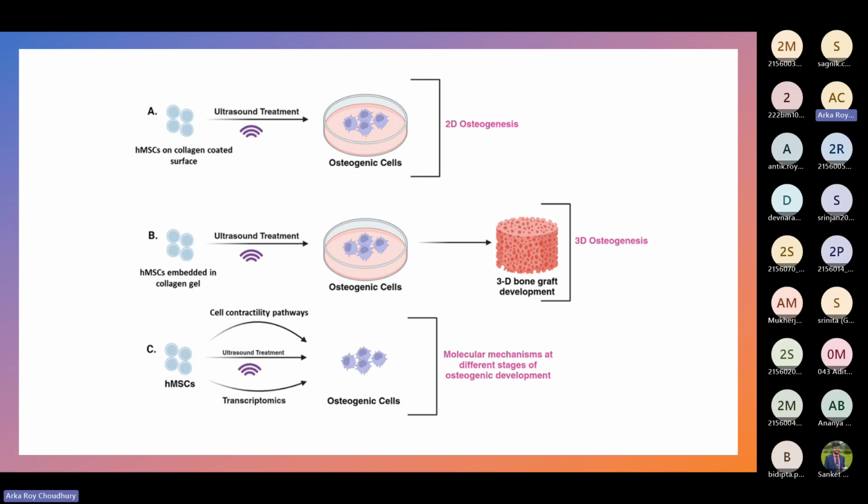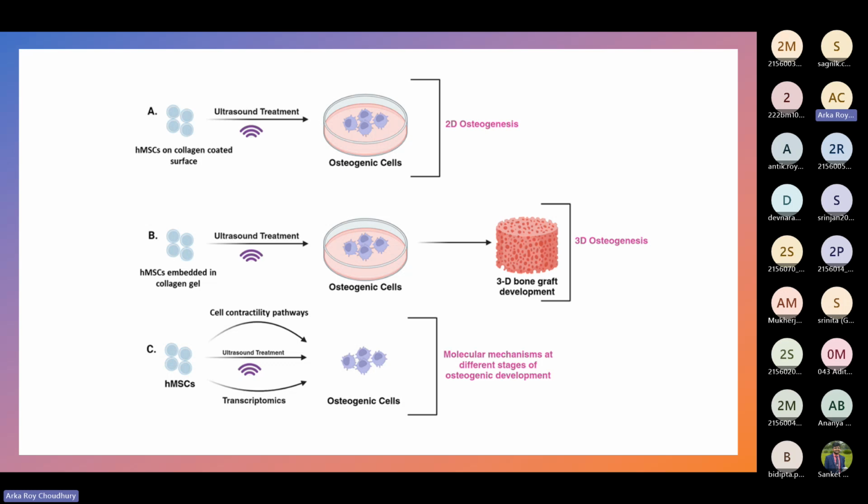So this is the concept figure. We have isolated human mesenchymal stem cells from bone grafts, and then we are checking the osteogenetic markers after they have been treated with ultrasound. So here we have to do RT-PCRs, and then we also wanted to check the difference in the expression level of osteogenetic markers on different substrates, of different stiffness.